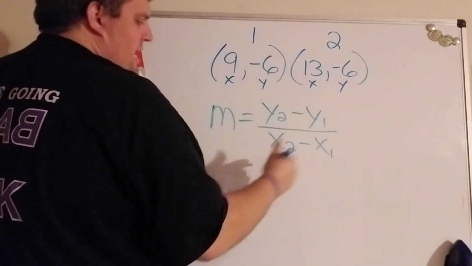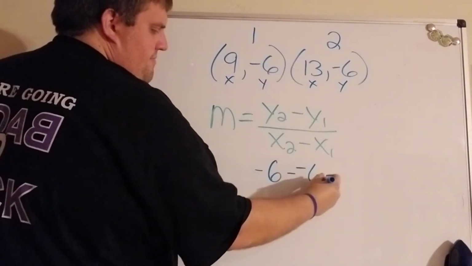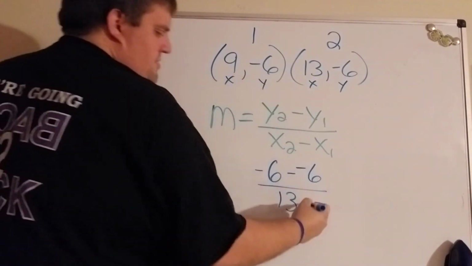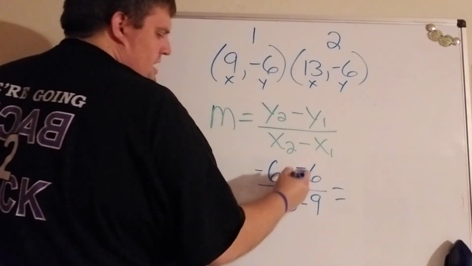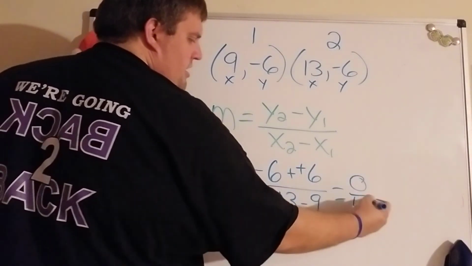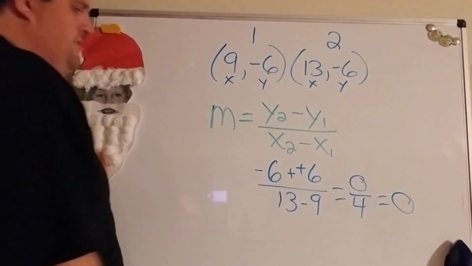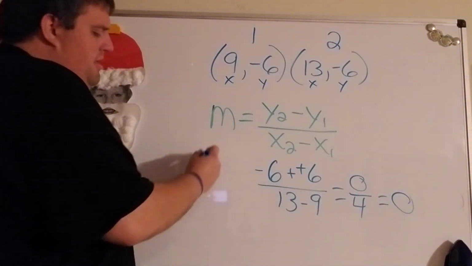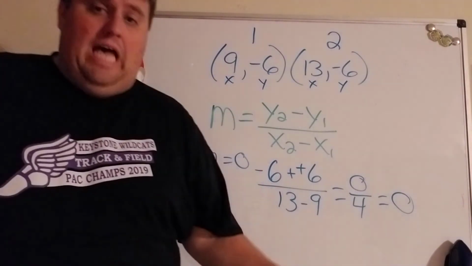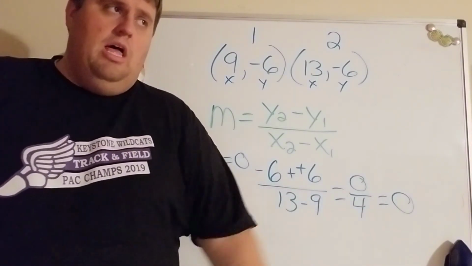So I'm going to go y2 minus y1 over x2 minus x1. And that's going to give me 0 over 4. And if 0 is on top, that would be a horizontal line because the slope is 0. So 0 on the top, I know that's my horizontal line. That's a slope of 0.